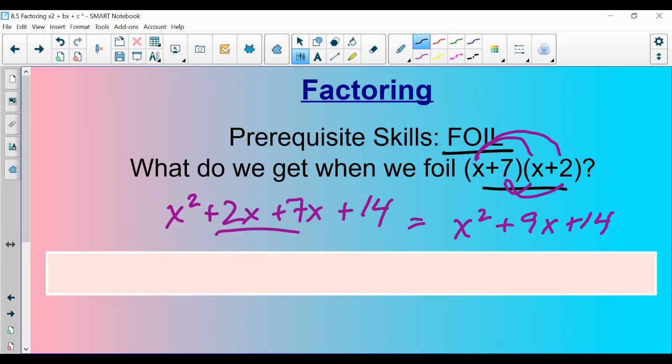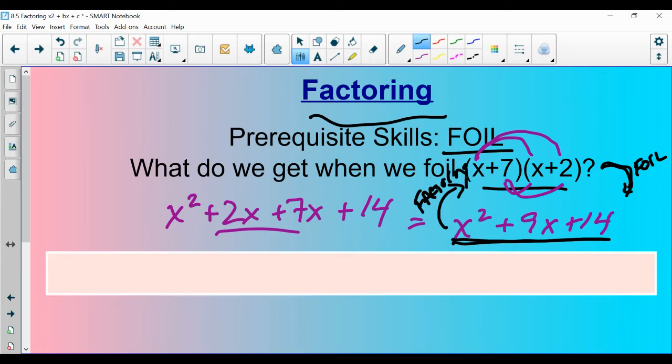So FOILing is a really important process. It's going from this expression to this expression. In today's topic, factoring, that is going from x squared plus 9x plus 14 back up to the factored expression, what it was before we FOILed it. So this process going from here to here is called FOILing. And this process going from this statement back up to here is called factoring. It's going to be a really important section. So let's ask ourselves some questions.